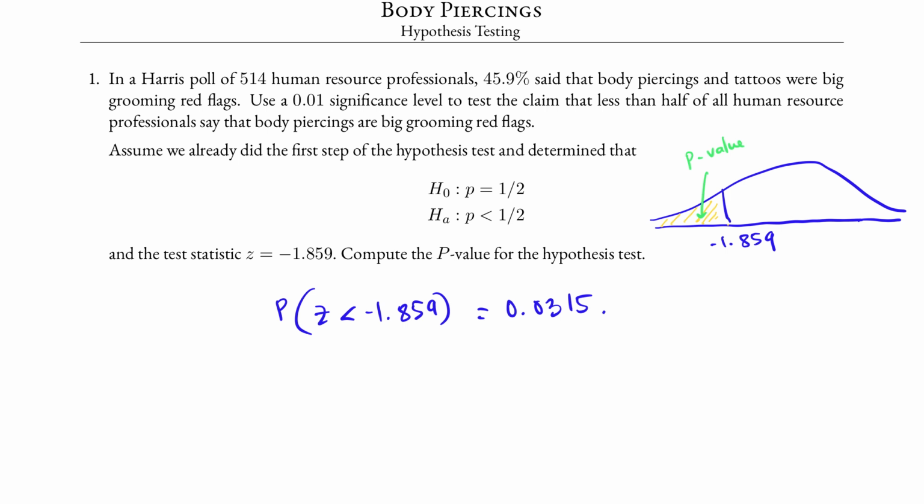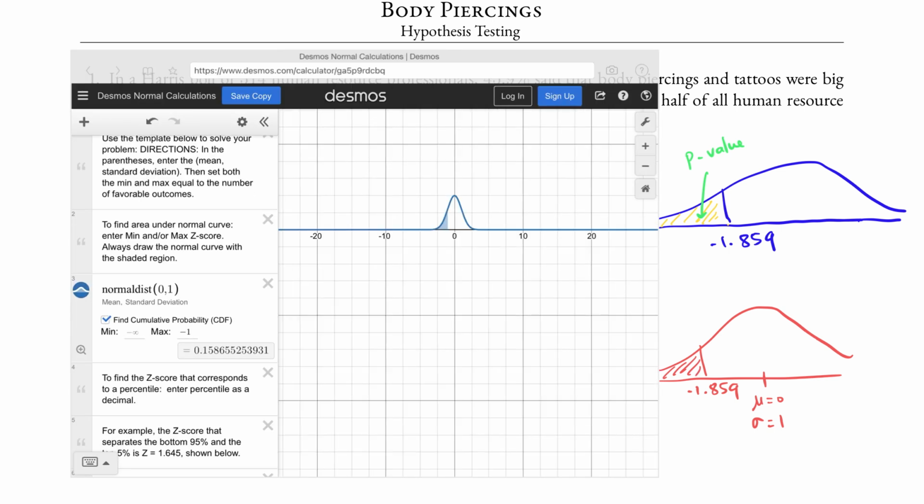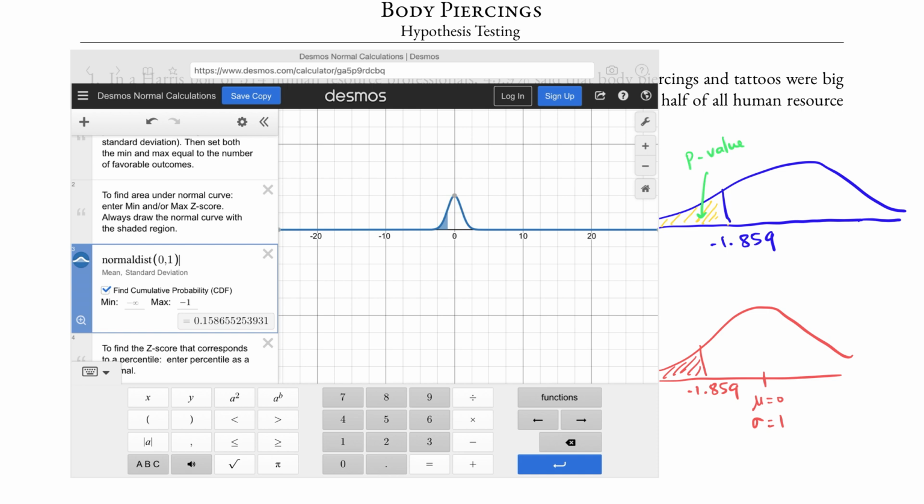Remember that this is the z-score, so to find the corresponding probability, we would need to use the standard normal distribution. If we use the StatCrunch calculator, then we would need to indicate that the mean is 0, the standard deviation is 1, with the z-score of negative 1.859, and we're looking for the area on the left-hand side.